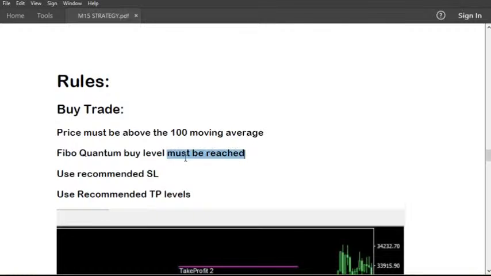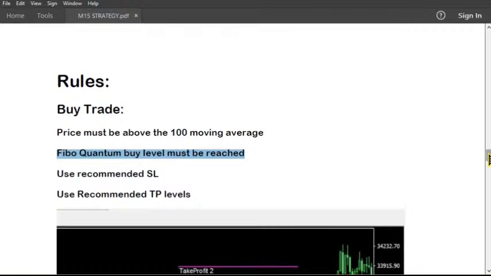Then the second thing is the Fibonacci Quantum custom indicator. It must tell you that it's a buy entry. There must be a level that it reached. It must breach a certain level. You will see in just a bit that it is a buy. So it must be above the 100 period moving average and the buy level must be triggered.